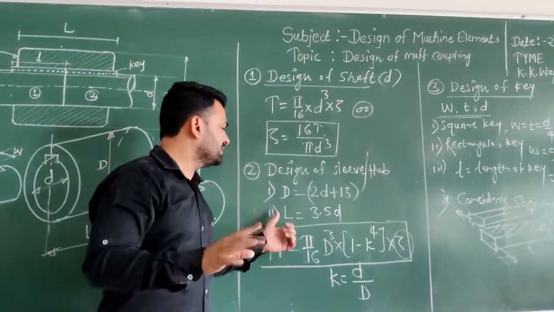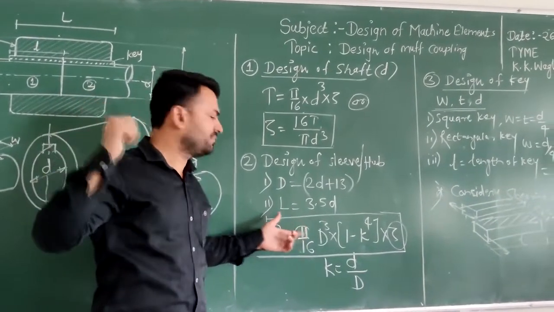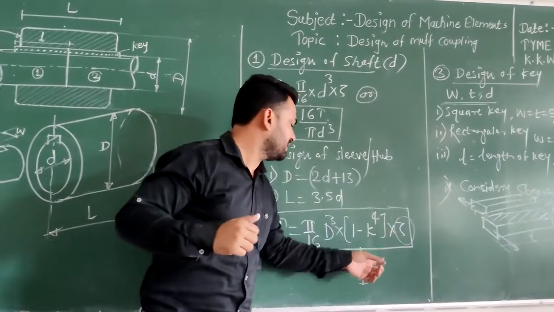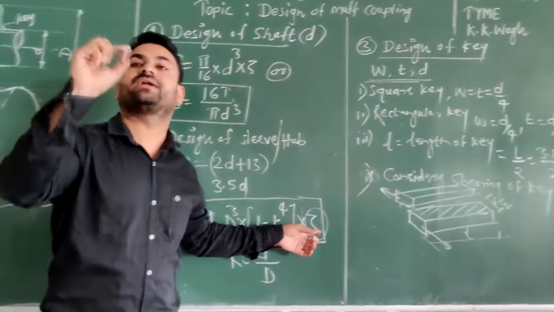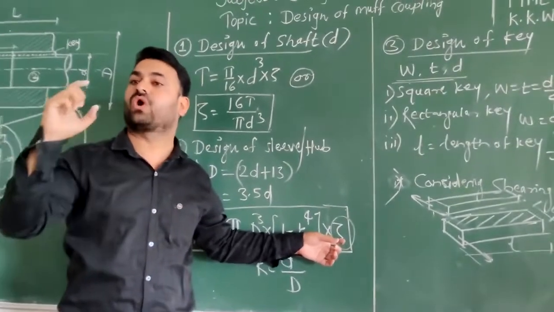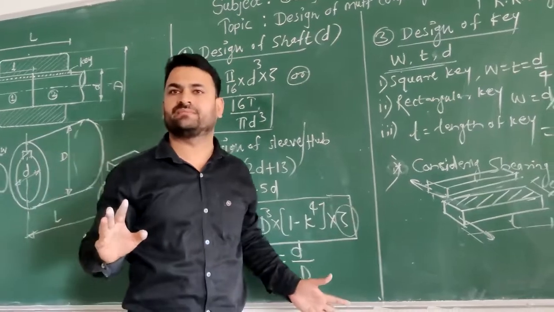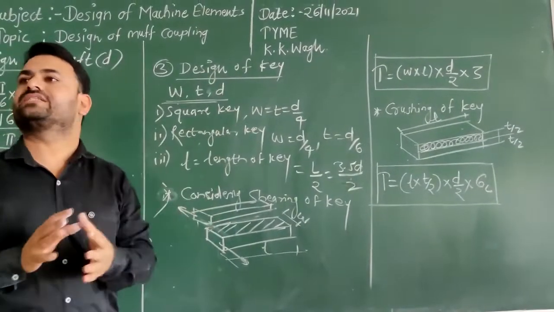Okay. And with the help of this, considering the sleeve as a hollow shaft, this is the torque transmitted by the hub. With this equation we find the strength of the hollow shaft, means we check the sleeve or hub for torsional shear stress. So this is step number 2. Okay. In step number 3, here is the simple design of key.